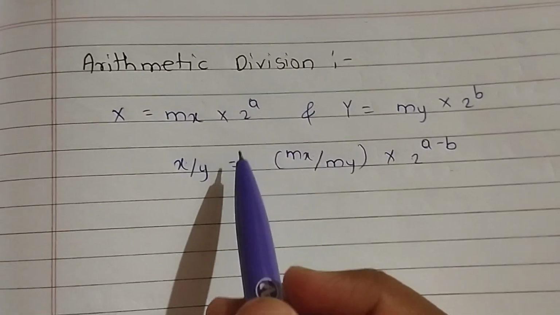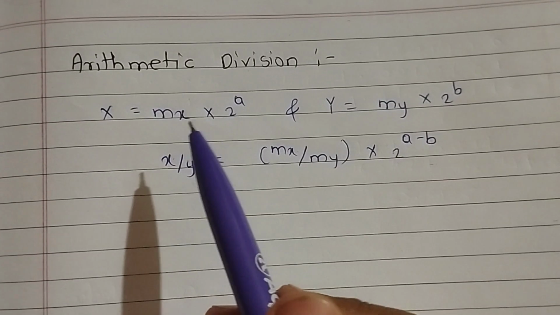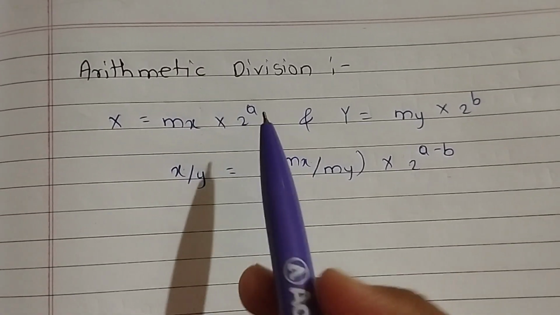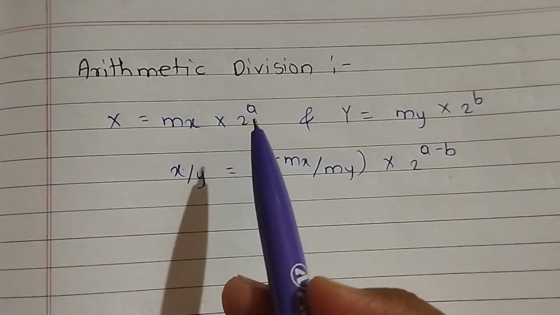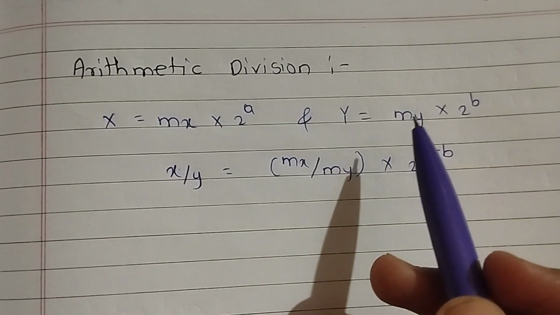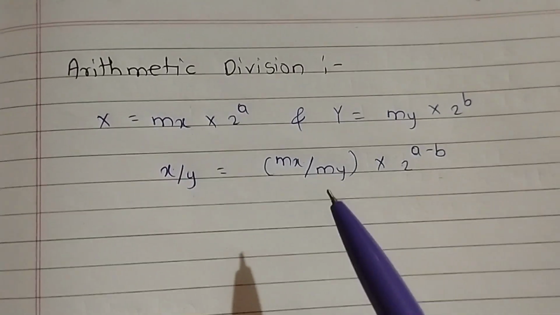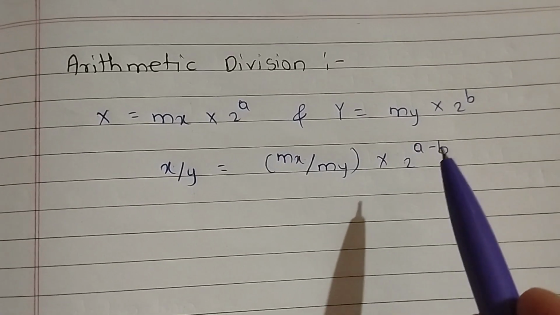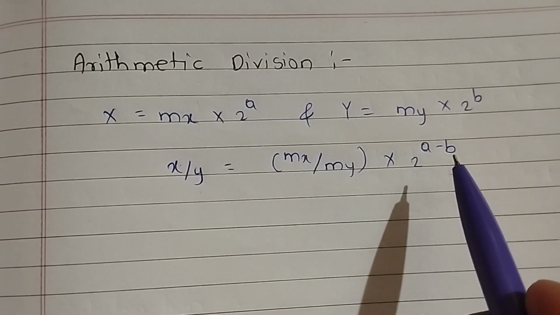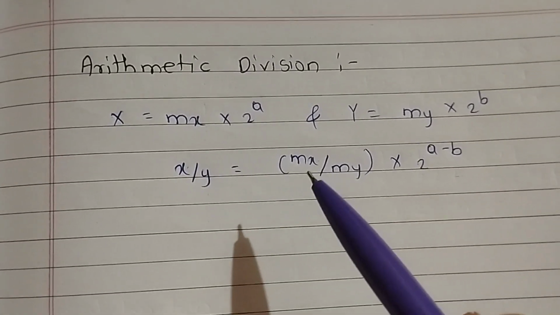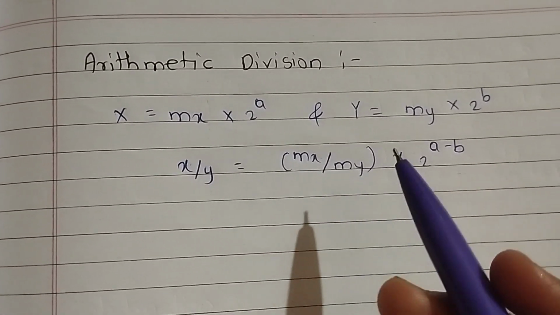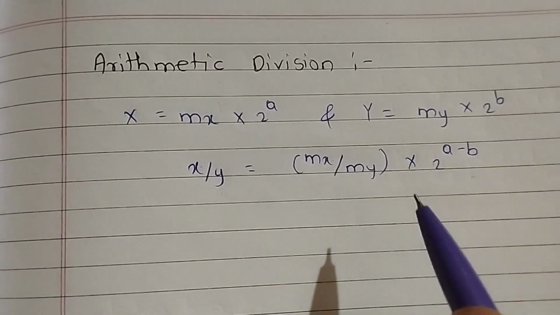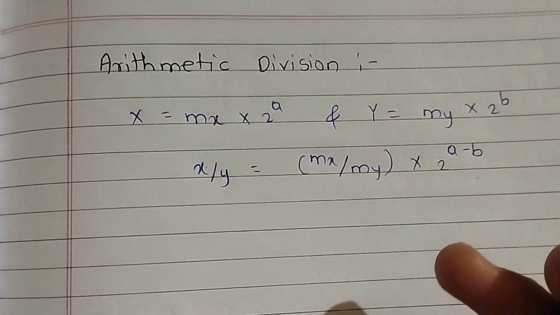So division is the same as the multiplication, with little changes. Let's suppose the first number x is mx into 2 raised to a, and y is equal to my into 2 raised to b. So in multiplication we add the exponents, but in division we subtract the exponents, and in multiplication we multiply the mantissa, but in division we divide the mantissa. This is the small change.